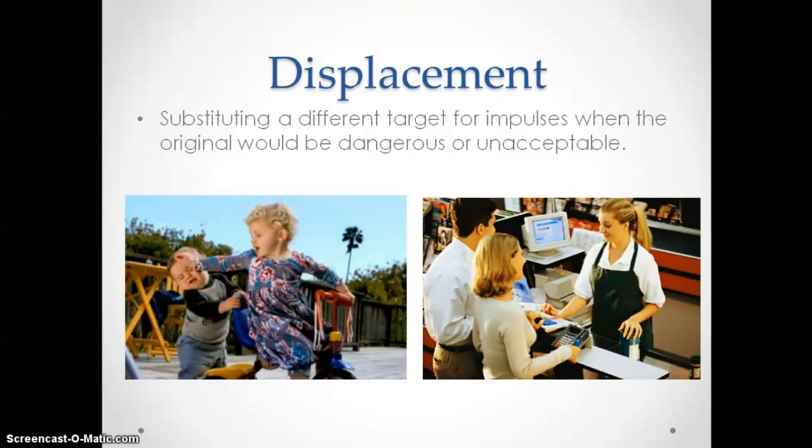This might also be the case, like with the picture on the left-hand side, where you're angry with something at school and you take it out on your little sibling. Poor kid there. That's another example of displacement, where you're substituting the target and putting it onto someone that's more vulnerable instead of the actual person that's causing you grief.